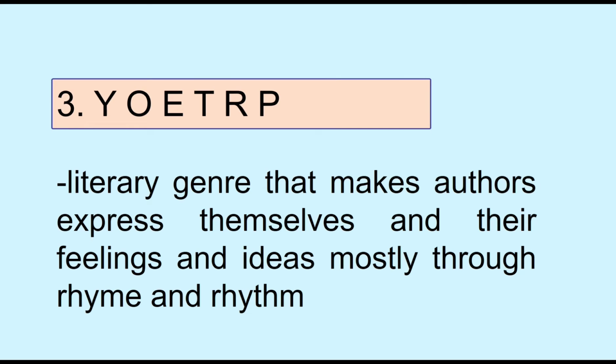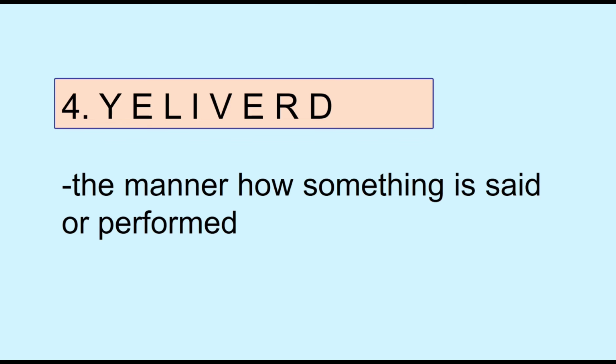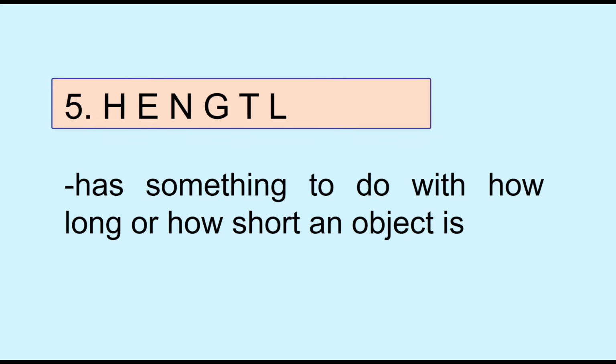Next, number 3, literary genre that makes authors express themselves and their feelings and ideas mostly through rhyme and rhythm. The correct answer is poetry. Next, number 4, the manner how something is said or performed. The correct answer is delivery. And last, number 5, has something to do with how long or how short an object is. And the correct answer is length.